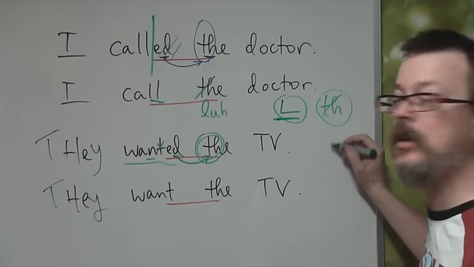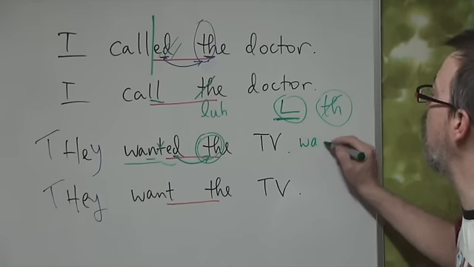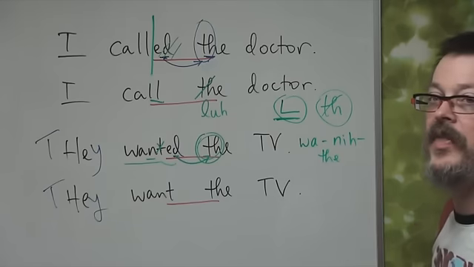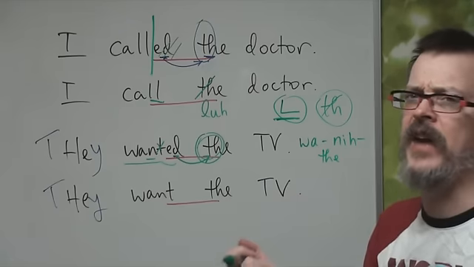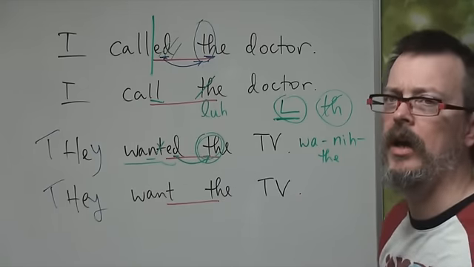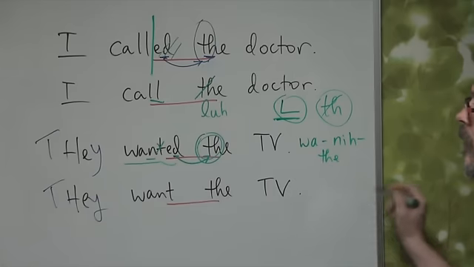So basically, can we see over here? It's like wanted the, wanted the. Fast. It's got to be fast. Slowly, no. Slowly, wanted the.